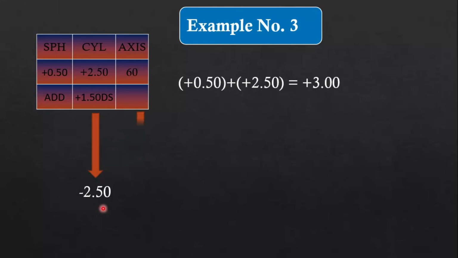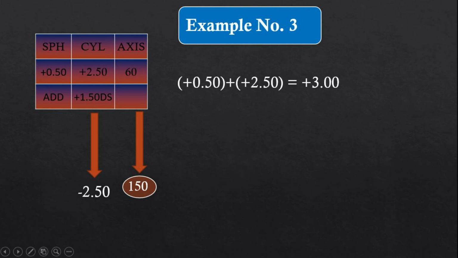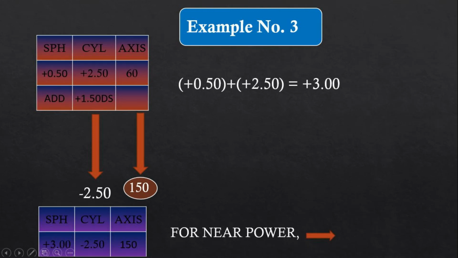And for new axis, we have to add the value of 90 in the axis value of 60, and after adding 90 in the value of 60, you will get the new axis value, that would be 150 degrees. So, for distance prescription, after transposing, the prescription would be plus 3.00 diopter sphere with minus 2.50 at the axis of 150.